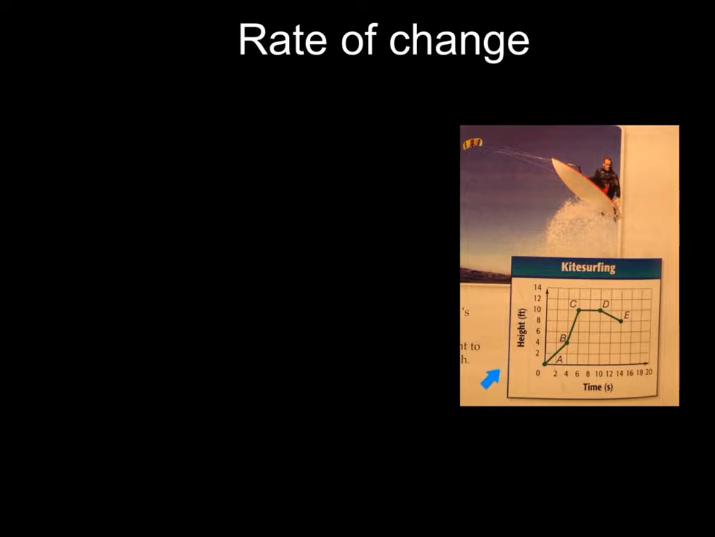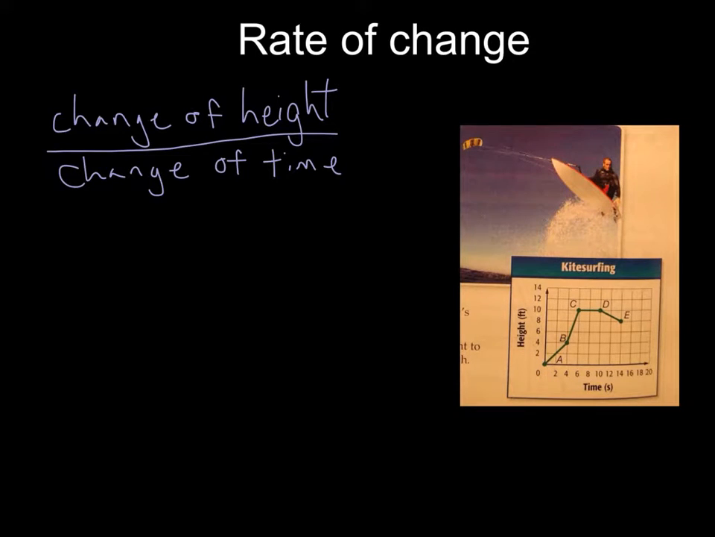So over here we have a graph that shows the height that a kite surfer gets over any given amount of time. So if we wanted to find the rate of change from point A to point B, this would be the starting point until 4 seconds in. Here's how we would do that. We're going to take the change in height right here and we're going to divide that by the change in time.